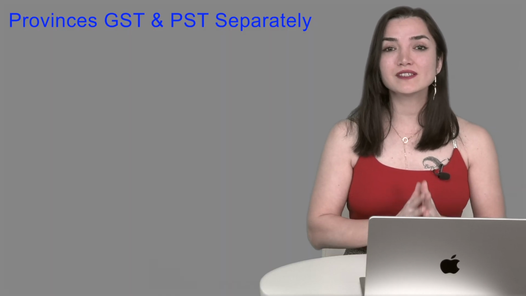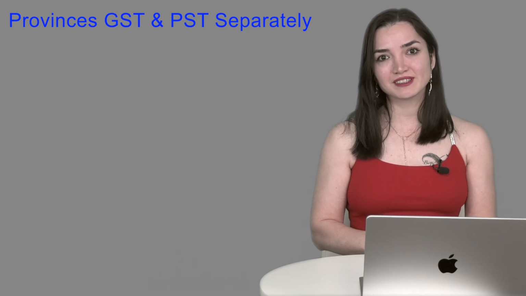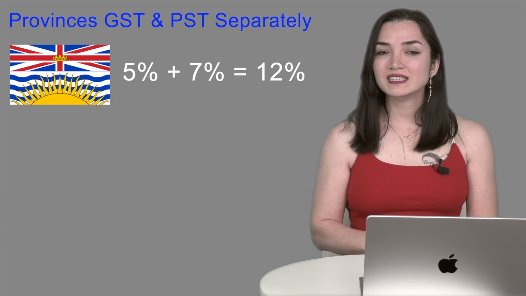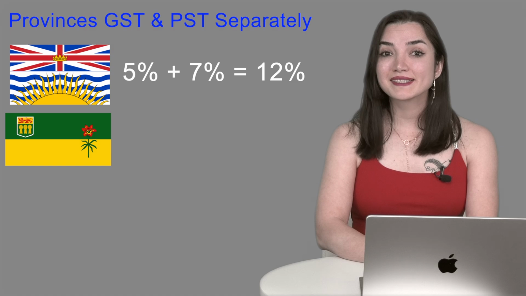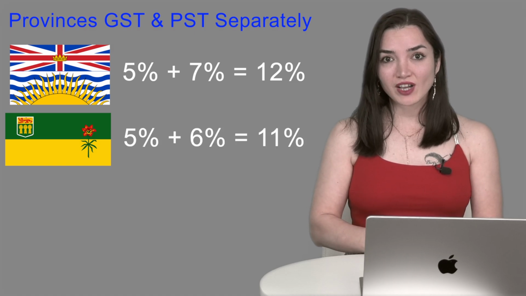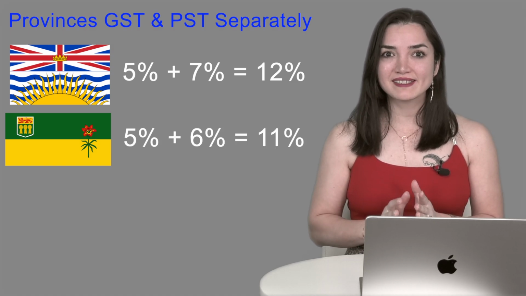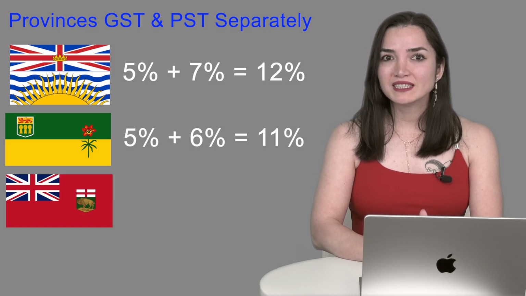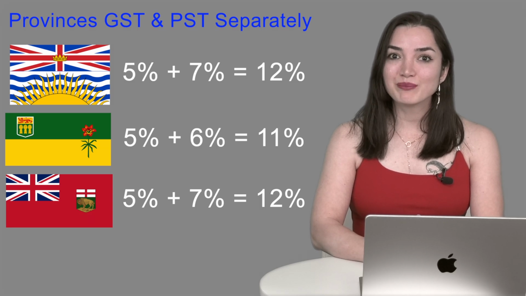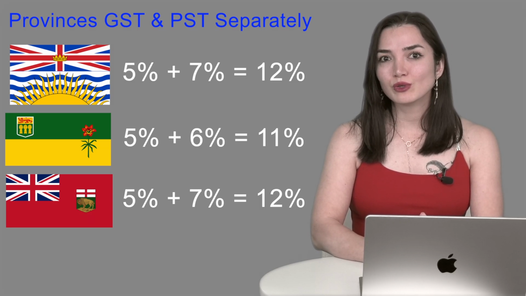3. Provinces with GST and PST separately. British Columbia, GST is 5% and PST is 7%, making the total 12%. Saskatchewan, GST is 5% and PST is 6%, so 11% total. Manitoba, GST is 5% and PST is 7%, so 12% total. In these provinces, businesses have to register for both taxes and file them separately.